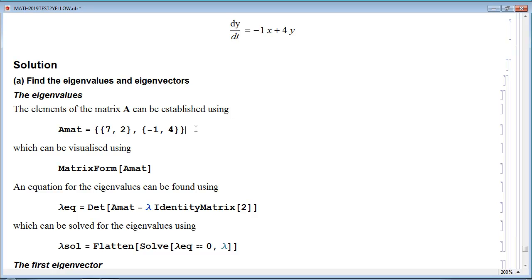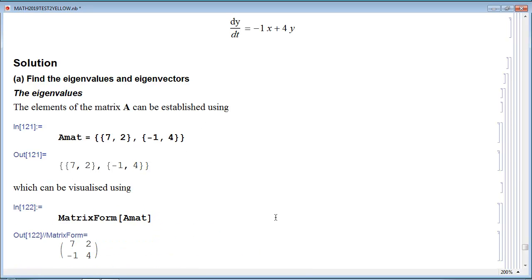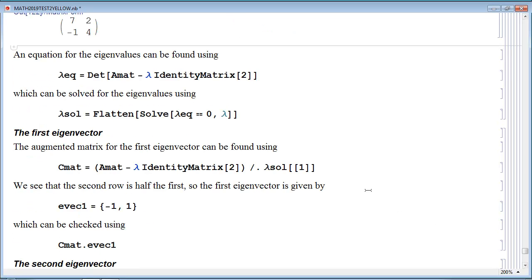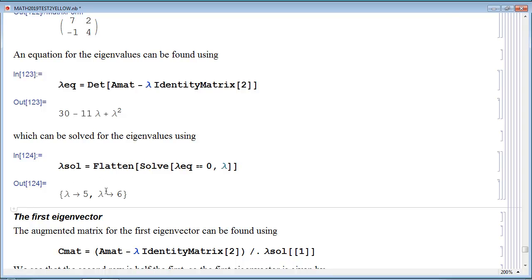So we establish the matrix using this, and visualize it in matrix form like that, so it looks okay to me. Then we can obtain its eigenvalues by taking the matrix, subtracting off lambda times the 2 by 2 identity matrix, and taking the determinant. And that will give us an equation for lambda, which looks like that, and we can solve that to find that the eigenvalues are 5 and 6.